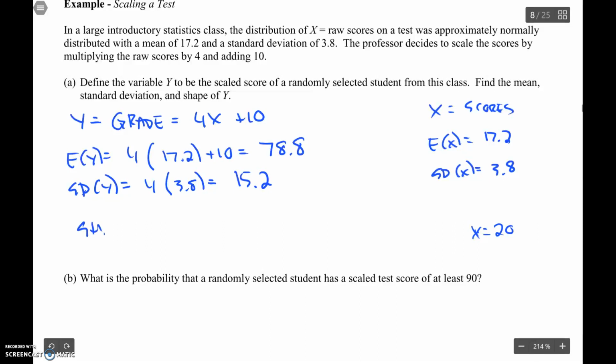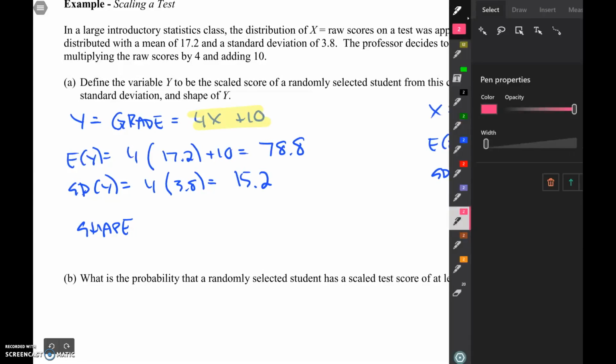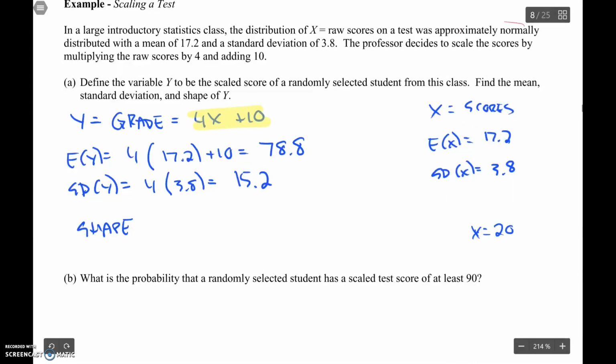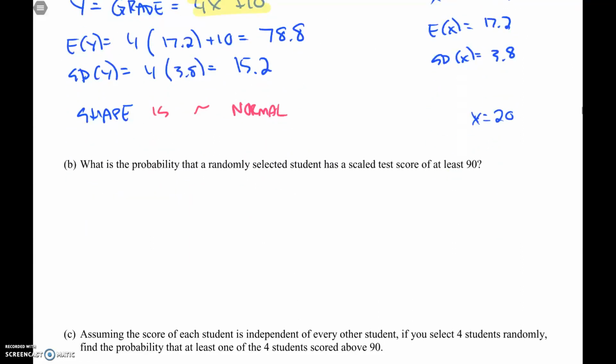What about the shape? Remember, a linear transformation doesn't change the shape. So the shape is going to be the same as whatever the original shape was. They were approximately normal, so the shape is approximately normal. Shape doesn't change. What is the probability that a randomly selected student has a scaled test score of at least 90?